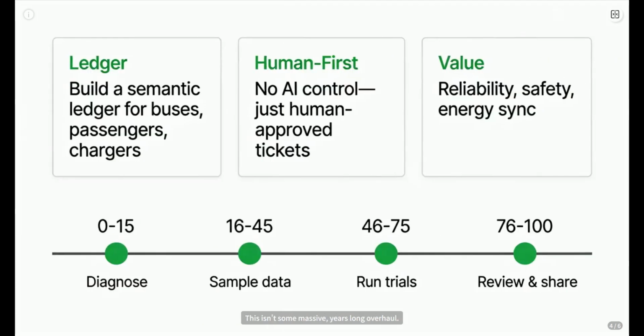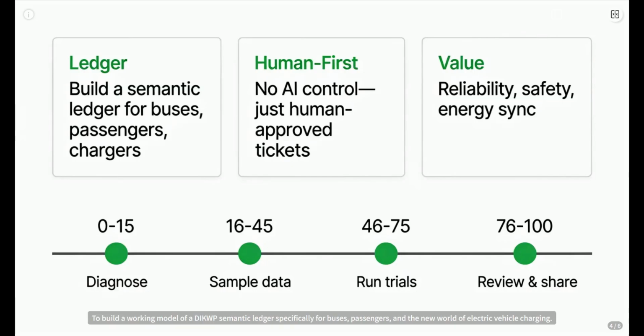This isn't some massive years-long overhaul. This is a focused 100-day sprint. The goal? To build a working model of a DIKWP semantic ledger specifically for buses, passengers, and the new world of electric vehicle charging. Crucially, no AI is allowed to take control of real vehicles or adjust traffic lights. It's about generating actionable insights, presented as tickets for humans to review.